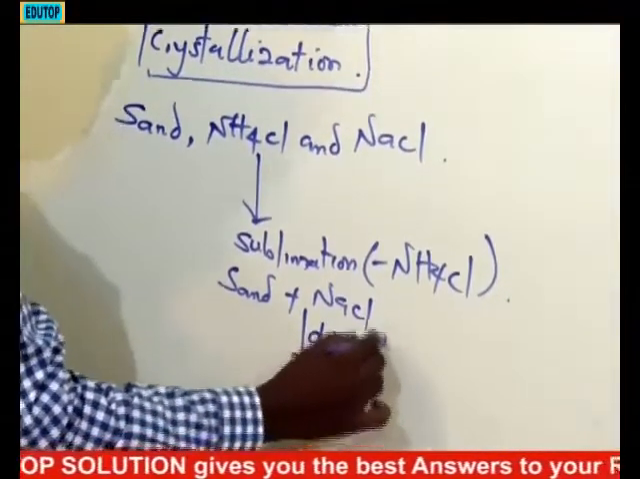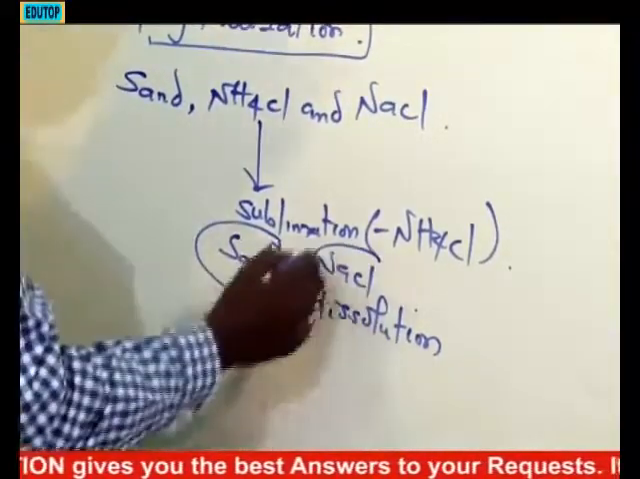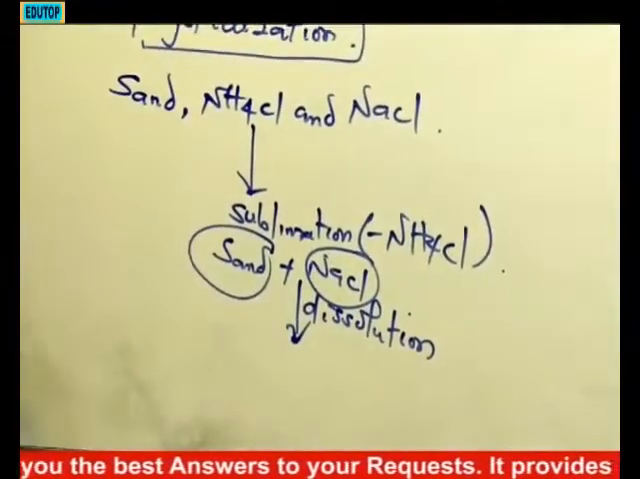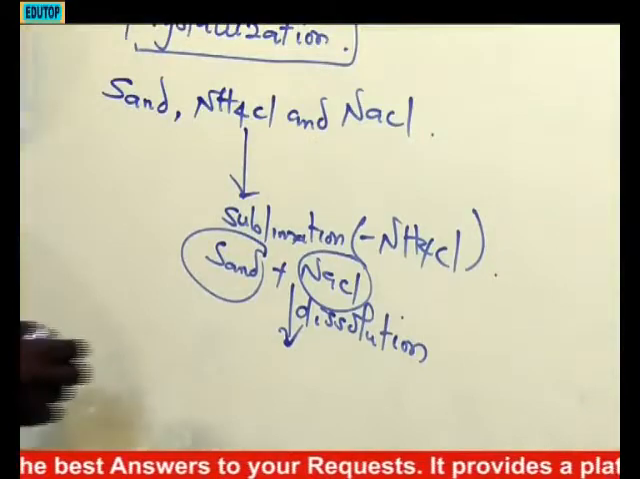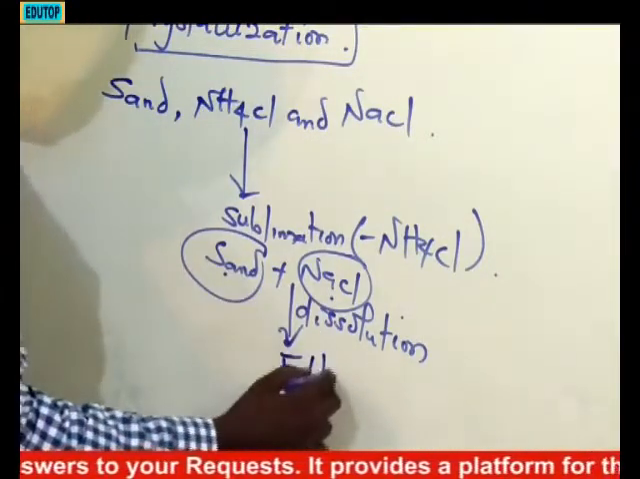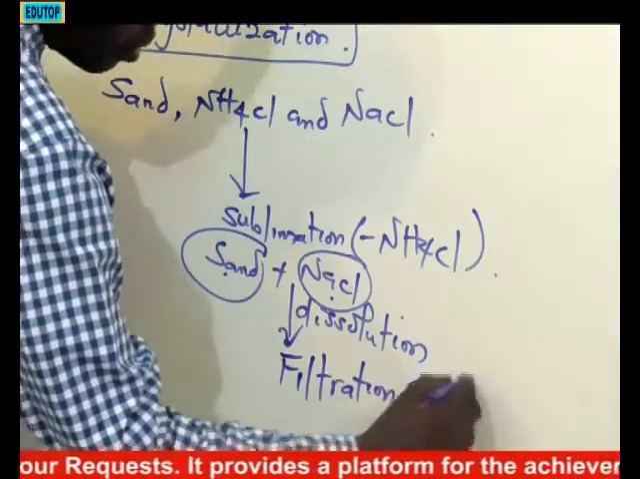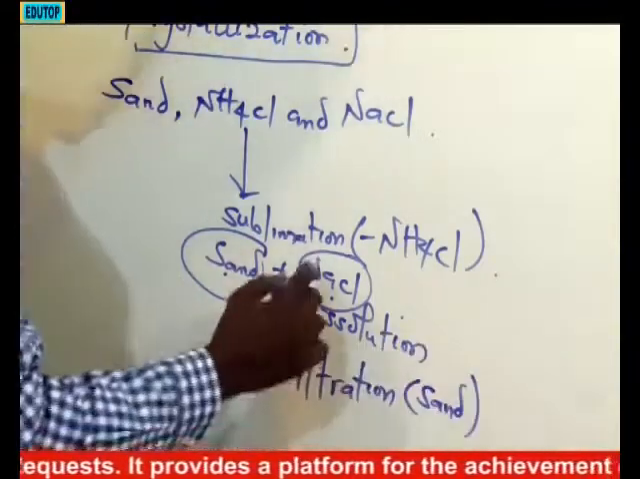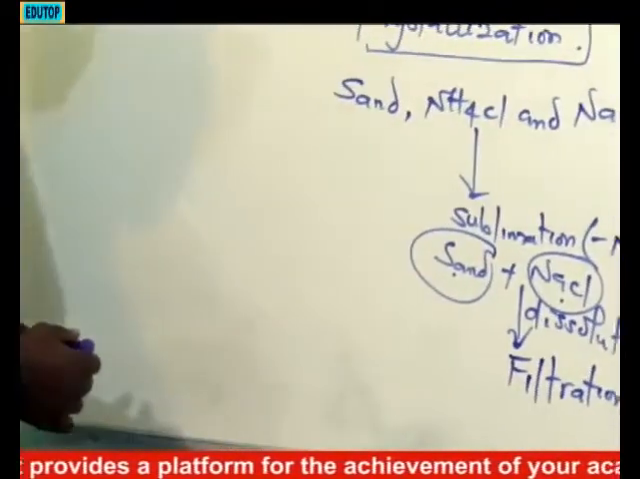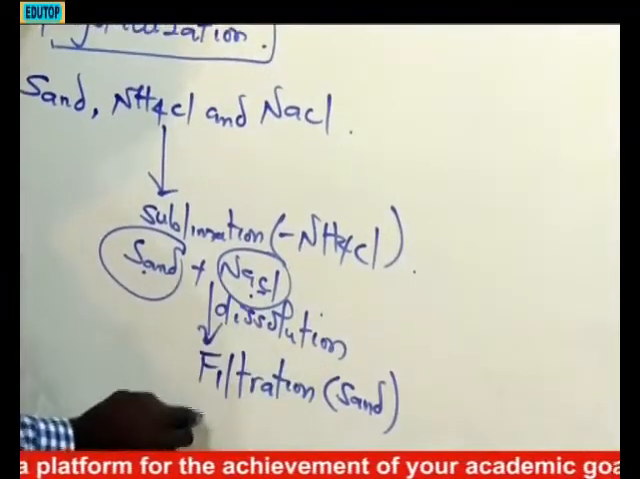The next thing you need to do is dissolution. That is, you introduce water. Sand is an insoluble substance, while sodium chloride is soluble in water. When you dissolve the mixture in water, you then pass it through a process known as filtration. Filtration will remove the sand, because the sand will be on the filter paper, and the sodium chloride goes into the solution as a filtrate.